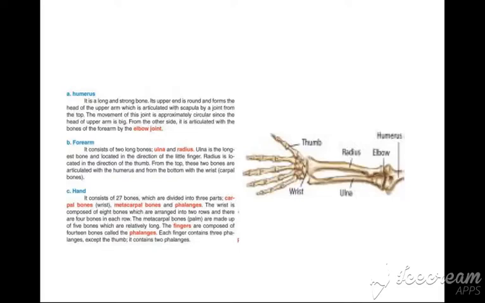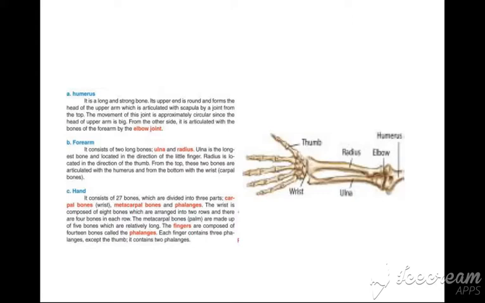And the second part is forearm. It consists of the two long bones, ulna and radius. Ulna is the longest bone and it is located in the direction of the little finger. Radius is located in the direction of the thumb. From the top, these two bones are articulated with the humerus and from the bottom with the wrist, carpal bones.